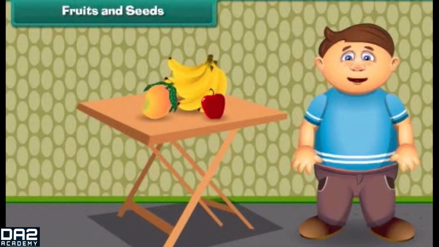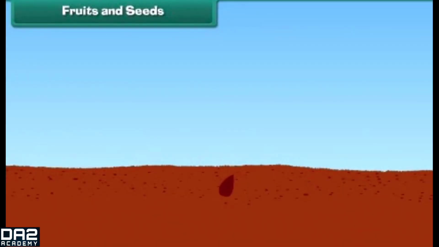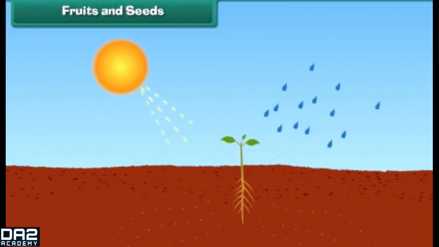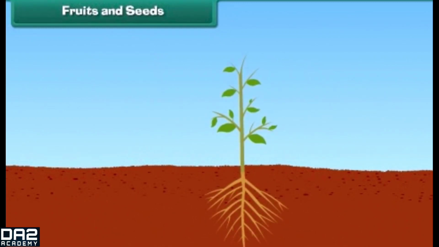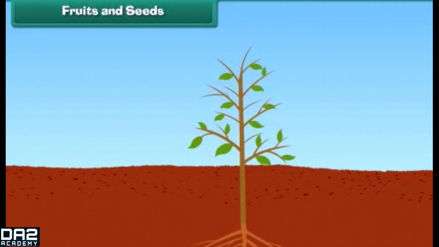Do you know that a new plant grows from a seed? It also stores food for the baby plant. When the seed gets water, air, and suitable temperature, it starts growing, and soon it grows into a new plant.